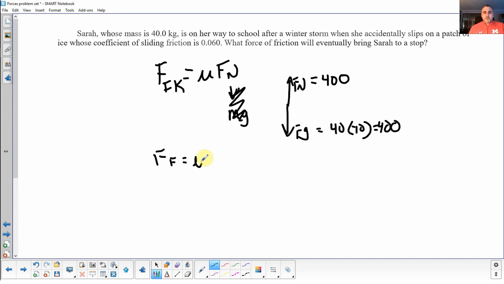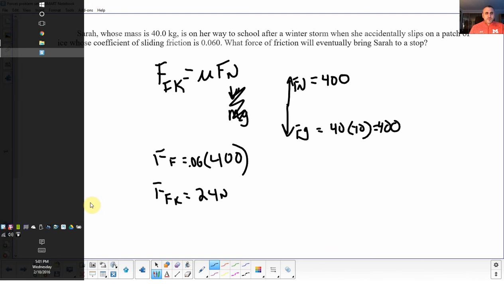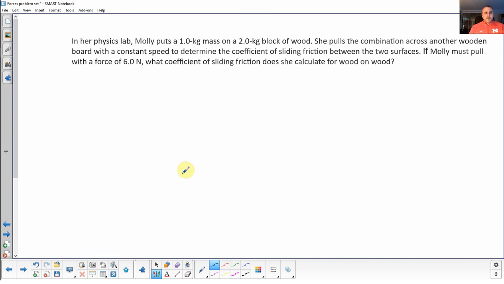Normal force is 400. And the mu, they actually tell us, is something very, very small because we're dealing with ice, 0.06. So whatever 0.06 times 400 is should be a force of kinetic friction of 24 newtons. Hope that helped. These are really just plug and chug if you understand the theory.